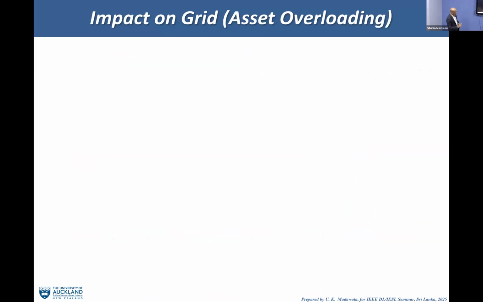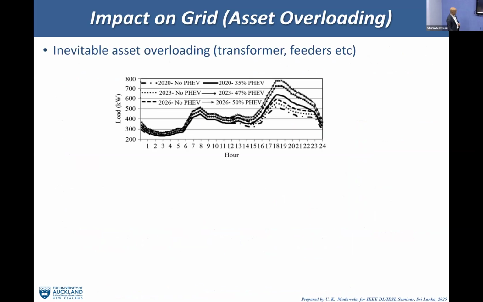What we did was, I'm just going to show you a slide. Asset overload, the other problem. Here are four different scenarios, with different levels of penetration of electric vehicles to the grid. The higher the penetration, the more impact on the grid. Now here it's the asset overload. Here we have the feeder line. You can see almost double the feeder load, the worst case scenario for electric vehicles.